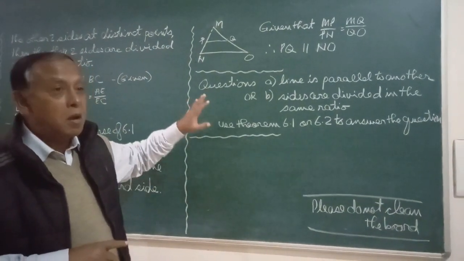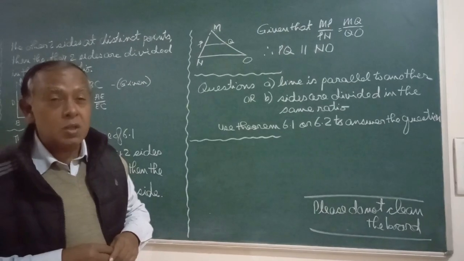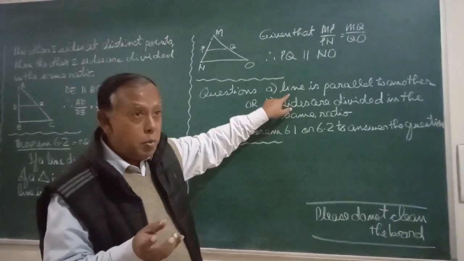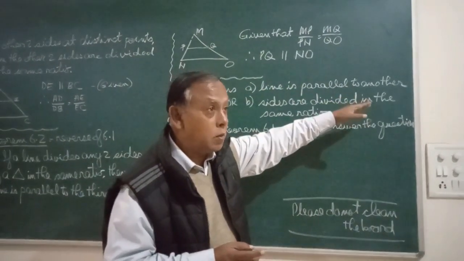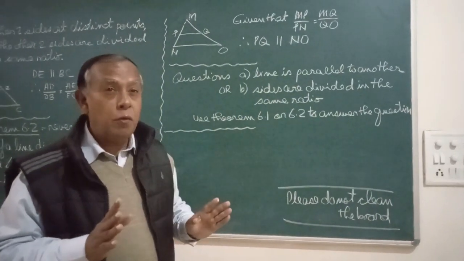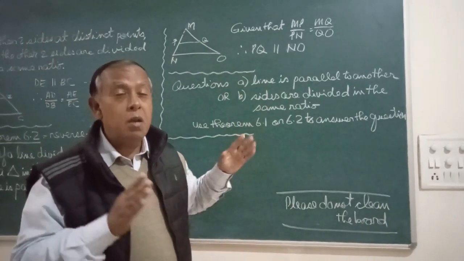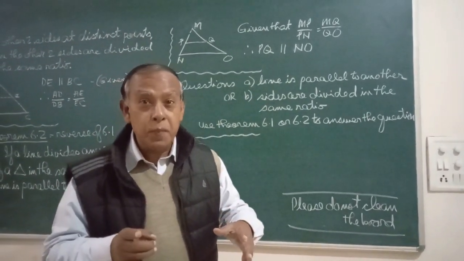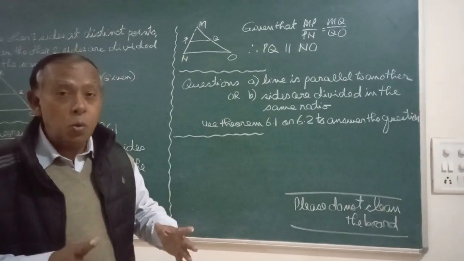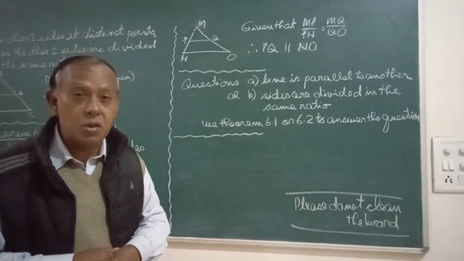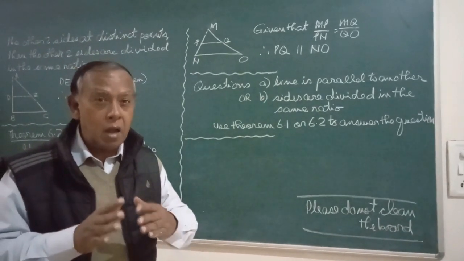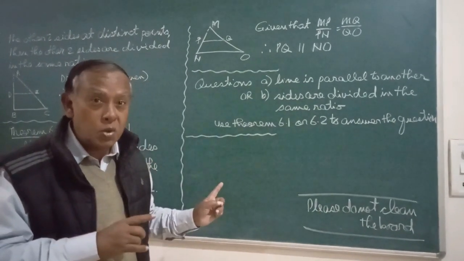And therefore, the questions in exercise 6.1, 6.2 are based on this. Either it will be given that the line is parallel to one another, or you will be told the sides are divided in the same ratio. And therefore, when you see what is given, immediately you know you can solve the problem by making use of theorem 6.1, theorem 6.2. Now we shall see how the questions of exercise 6.2 are solved, because 6.1 is very easy, simple, and the answers are given in your book.